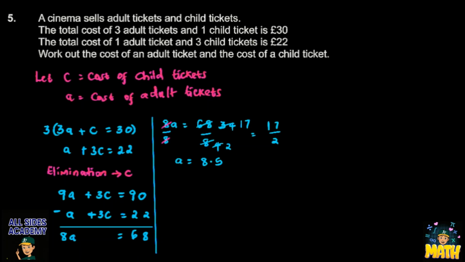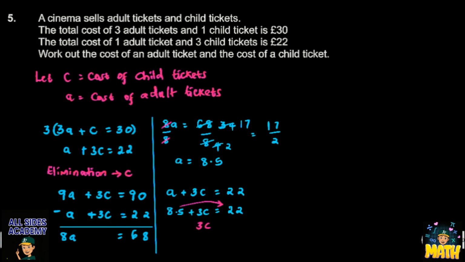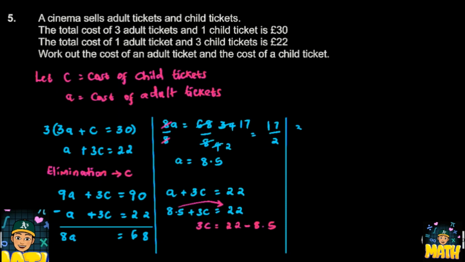So with the A, I need to be able to solve for the C. So I'll substitute the value of A in one of the equations. So I'm using the second one. So 8.5 plus 3C equals 22. So I take the 8.5 to my right-hand side. So 3C equals 22 minus 8.5. So 3C equals 13.5. Then I divide by 3 on both sides.